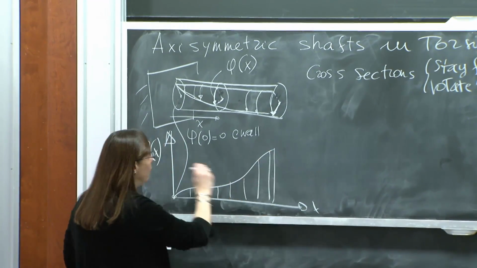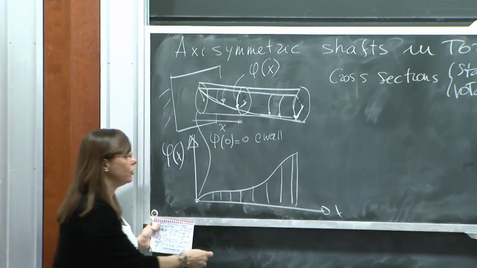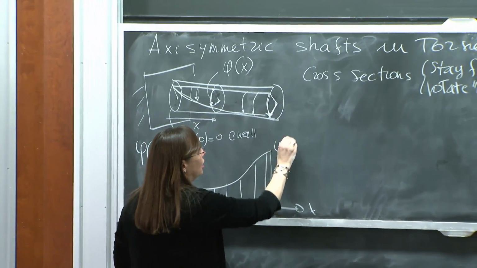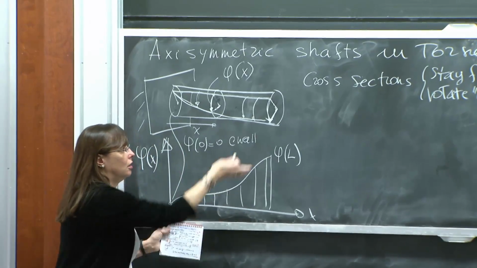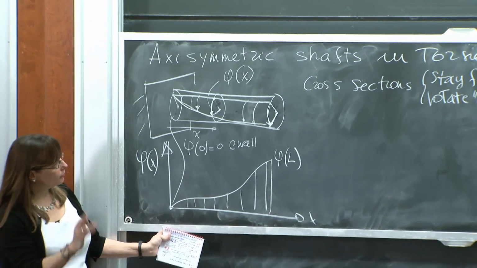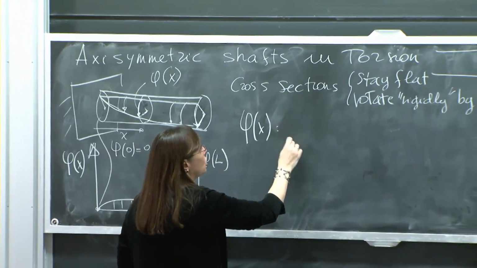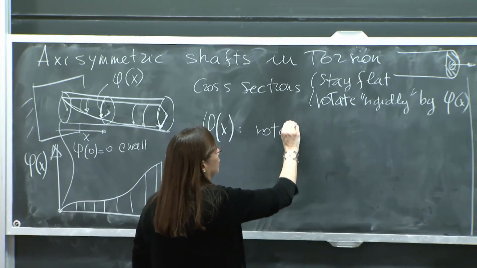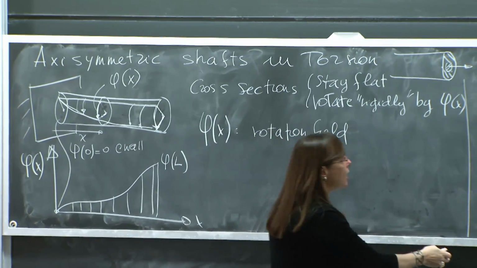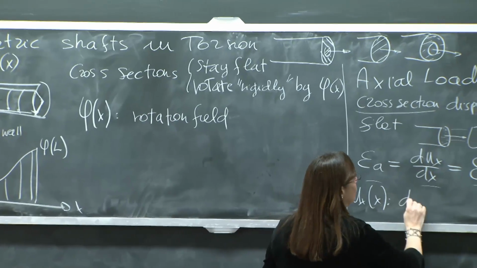The shape of phi of x will depend on how much loading I put in, what kind of shape of loading I have. And here, where I have phi of L, this is the rotation at the end of the shaft. So phi of x is called the rotation field. The same way as our u of x was called the displacement field.